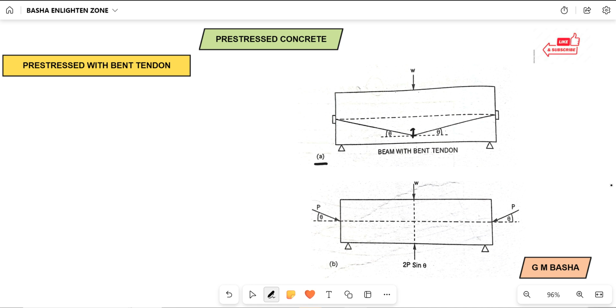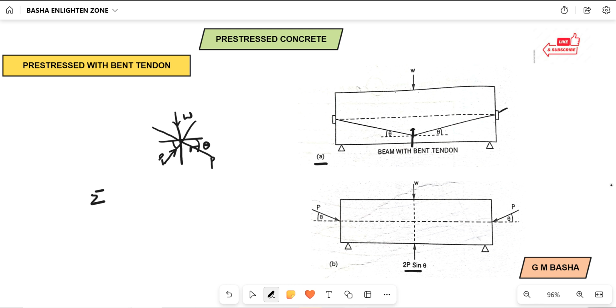Considering the concrete as a free body, we find an upward force 2P sin theta is available at the midspan. For example, at the midspan section, the tendons will be acting like this, and this is W. Due to these tendons, an upward force P is acting from this side. Similarly, with this tendon, another force is acting here.